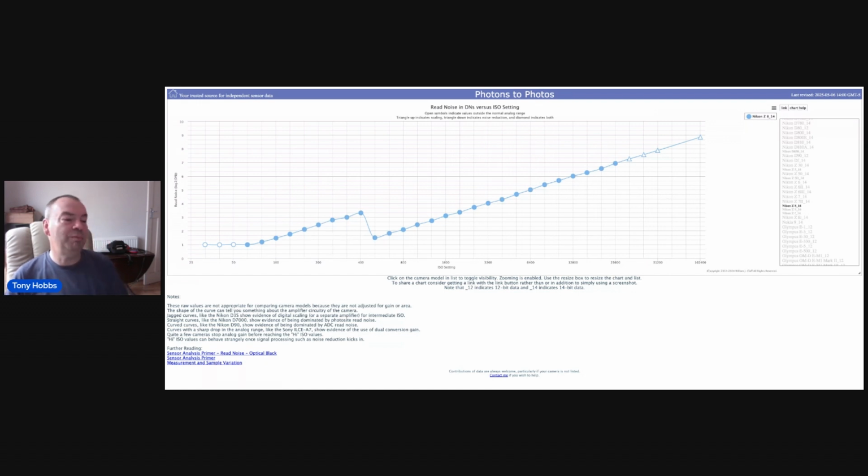I don't understand what that means. I'm just reading what it says. Straight curves, like the D700, show evidence of being dominated by photosite noise. Curved curves, like the D90, show evidence of being dominated by ADC noise. Curves with a sharp drop in the analog range, like the A7, show evidence of use of dual conversion gain. Quite a few cameras stop analog gain before reaching high ISO values.